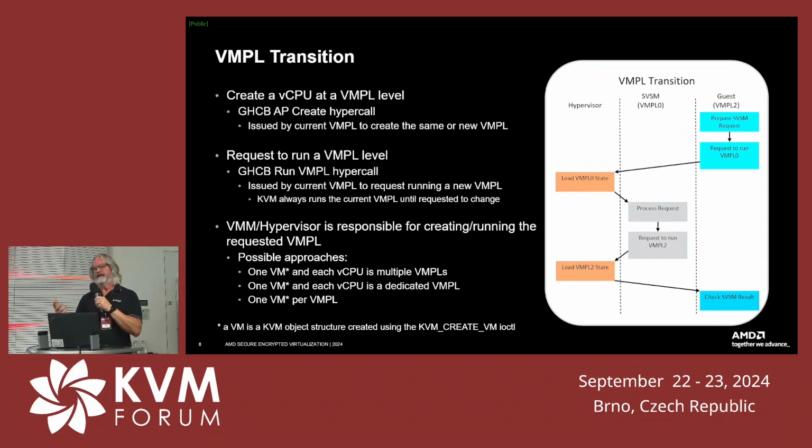When VMPL 0, in this case, wants to transition back to the guest, it's just going to say, okay, now run VMPL 2 in this example. So it's always up to the running guest code to request this switch. KVM will just always perform a VM run with the VMPL level that it needs or was last asked about.